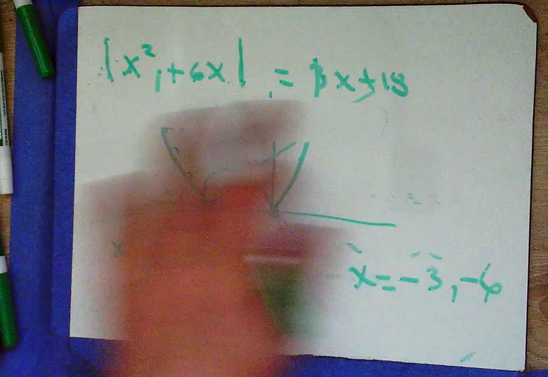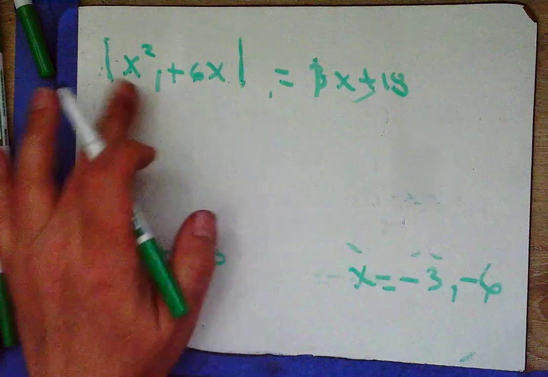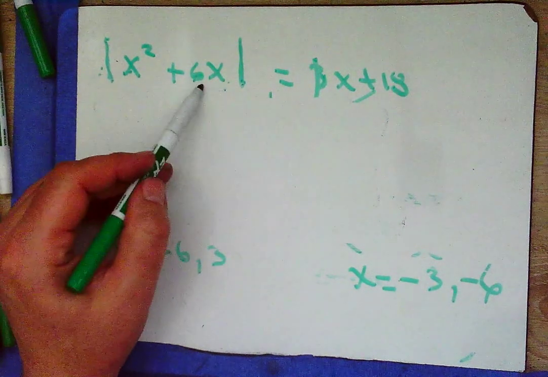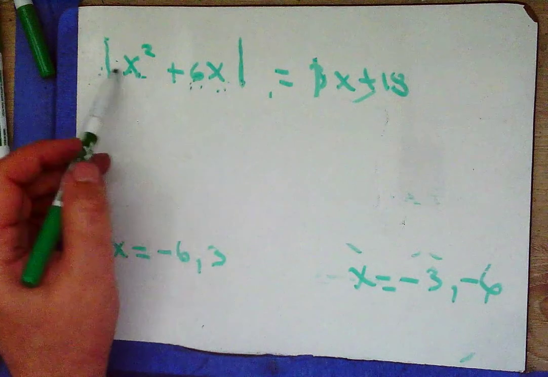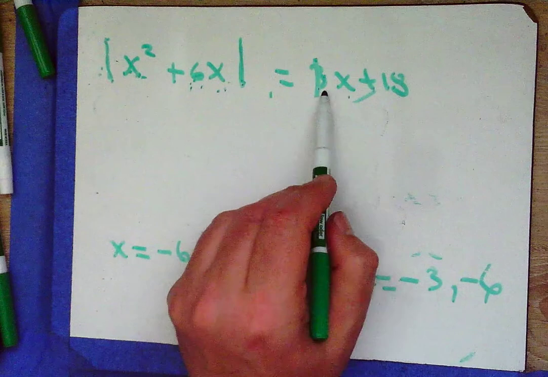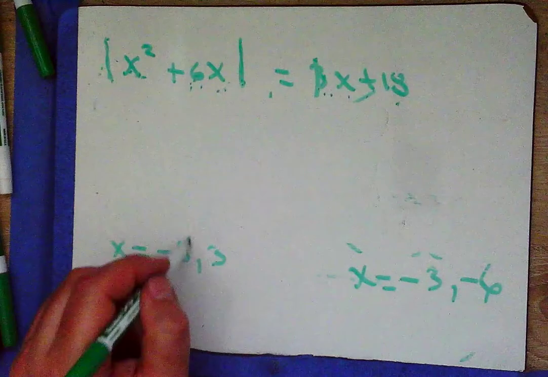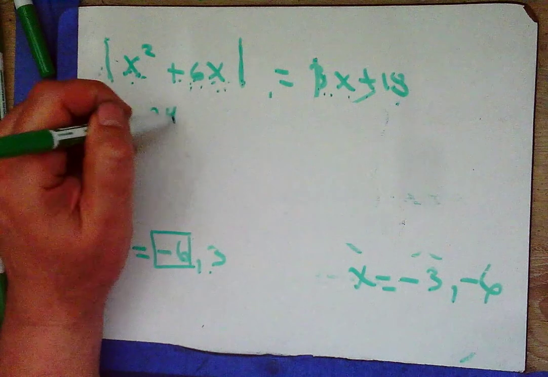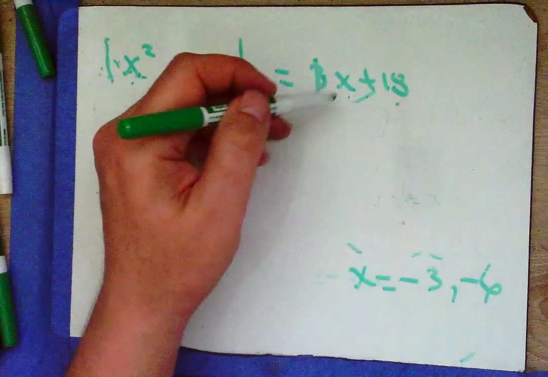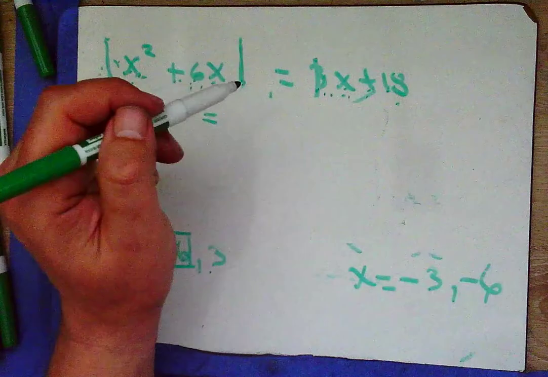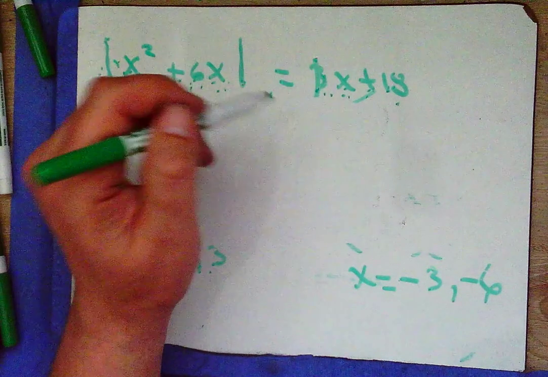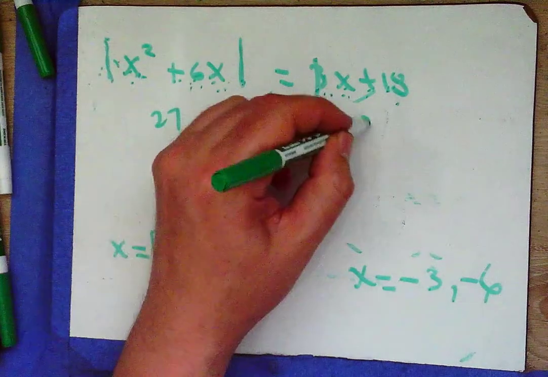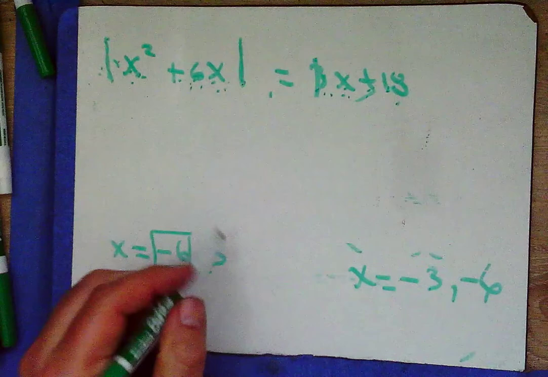All right, well, let's try. If I plug in a negative 6, negative 6 times negative 6 is 36. Negative 6 times 6 is negative 36. So I add those together, I get 0. Negative 6 times 3 is negative 18 plus 18 is 0. So that works. How about 3? 9 plus 18, 27. Oh wait, 9 plus 18 is not 24. It's 27, you rube. All right, and so I get 27 equals 27, so that's good.